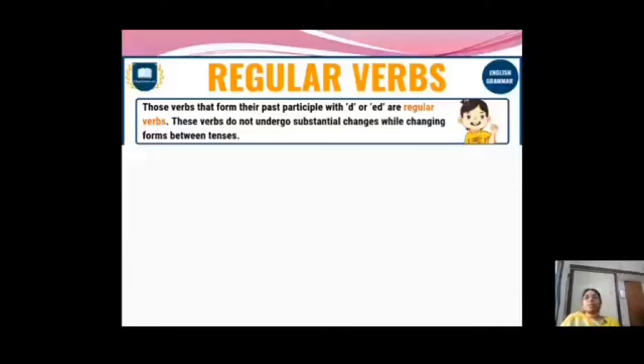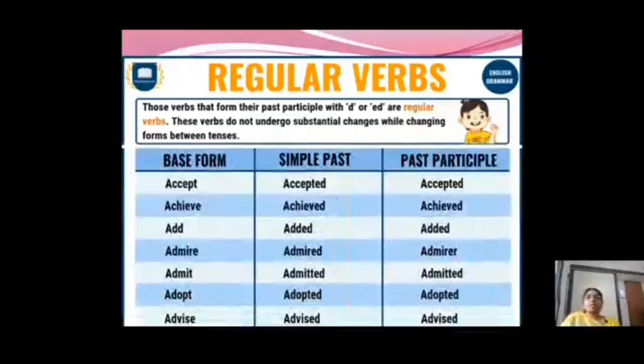Examples: accept, accepted, accepted, right? Achieve, achieved, achieved. Add, added, added. Admire, admired, admired. Admit, admitted, admitted. Adopt, adopted, adopted. Advise, advised, advised. So these verbs do not undergo any substantial changes while changing forms between tenses.